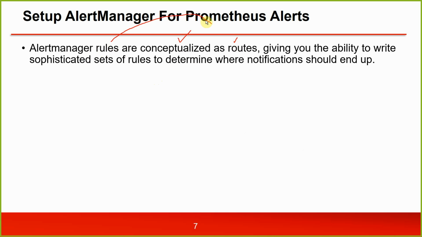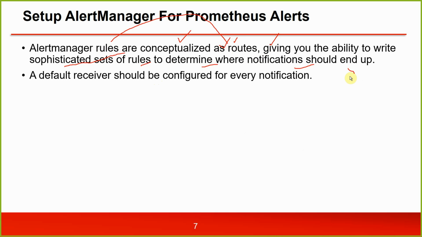Every rule has a corresponding route, giving you the ability to write a sophisticated set of rules to determine where notifications should end up. A default receiver should be configured for every notification. That means there should be one global setting and specific settings for specific sets of rules. For example, if you are monitoring server downtime or CPU workload, and the CPU usage goes beyond a certain level, then you should send the alerts to the admin team, where they will look at the scalability and performance part.